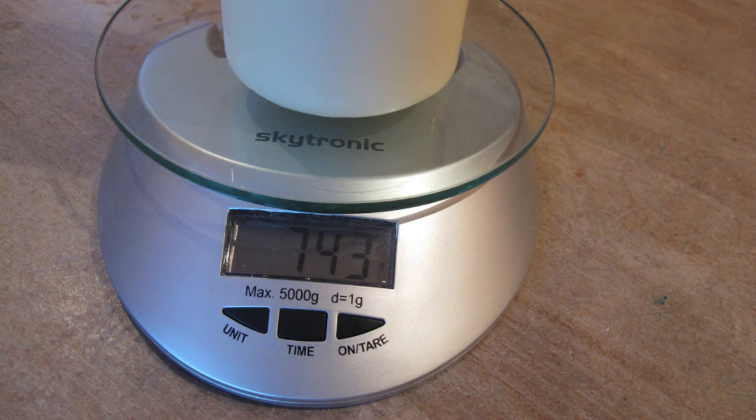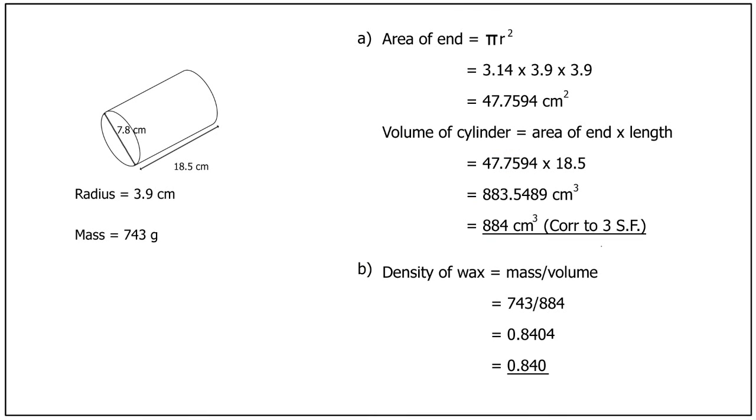Now, what about the density of this wax? Well, obviously to do this, we need the mass of the candle as well. So I'm going to take out my trusty scales here, set them to 0, put the candle on, and that is 743 grams.